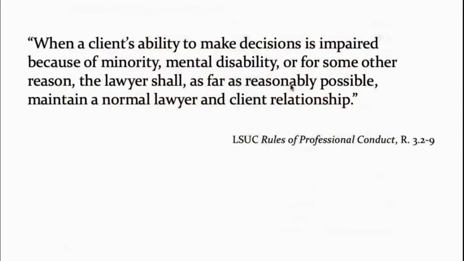Okay. And this rule of professional conduct reflects that, right? Where a client's ability to make decisions is impaired because of minority, mental disability, or for some other reason, the lawyer shall, as far as reasonably possible, maintain a normal lawyer and client relationship. And the presence of the litigation guardian is what makes that possible. Okay, so the litigation guardian under Rule 7.05 does anything that's required by the party in that litigation, right? Including authorizing the motions, preparing the pleadings, and so forth. A litigation guardian shall diligently attend to the interests of the party under disability and take all steps necessary for the protection of those interests.